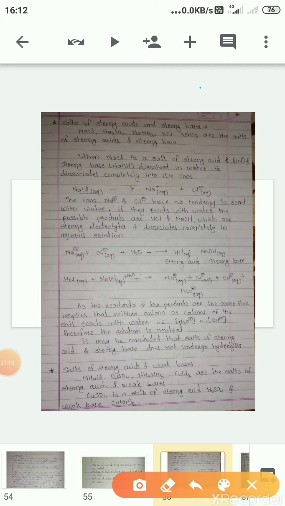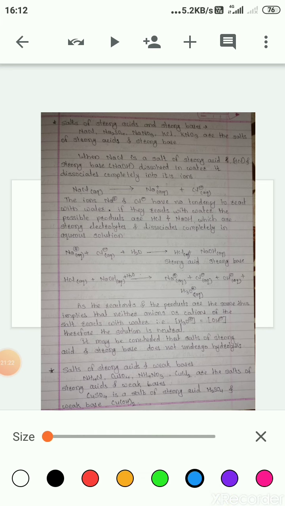Now see the salts of strong acid and weak bases. You have seen examples before: ammonium chloride, copper sulfate, ammonium nitrate, copper chloride are the salts of strong acids and weak bases. Now if we consider cupric sulfate, CuSO4, it is a salt of a strong acid, H2SO4, and a weak base, cupric hydroxide, Cu(OH)2.